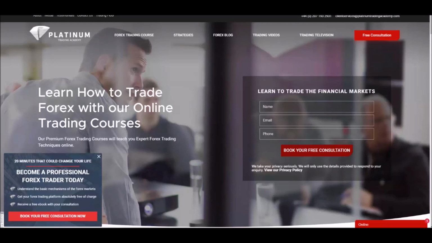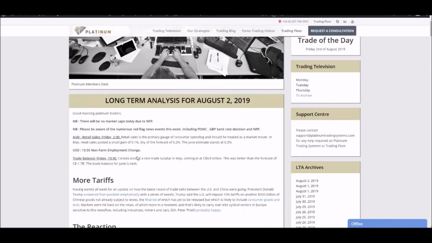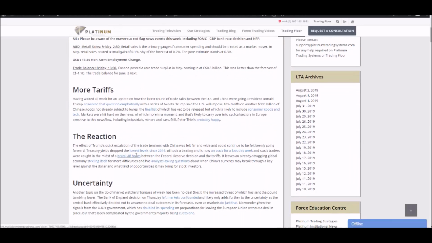So firstly, just before I do that, I'm going to take you to our members area. Our members area is where we provide technical analysis, fundamental analysis and trading opportunities to all of our clients. In addition to this, we also provide one-to-one mentoring to teach our clients exactly how to do this level of analysis themselves. So if we go to the members area and we scroll on down, we have our morning fundamentals that we provide to our clients.